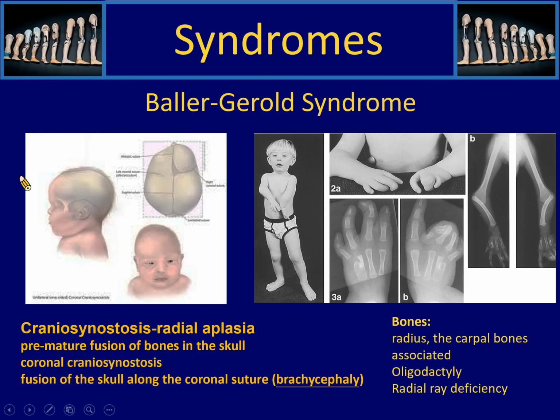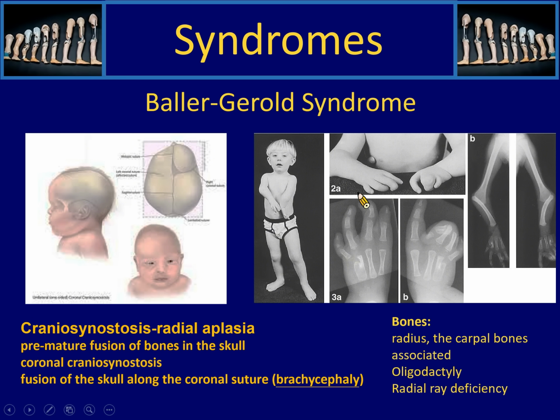Okay, this is another one. We call that Baller-Gerold syndrome. Baller-Gerold syndrome is also called craniosynostosis radial aplasia. What is craniosynostosis? It is the premature fusion of bone in the skull, especially in the sagittal suture and the coronal suture, like this one. Craniosynostosis will make the head look like a very strange shape. We call it brachycephaly, a small or short head like this one.